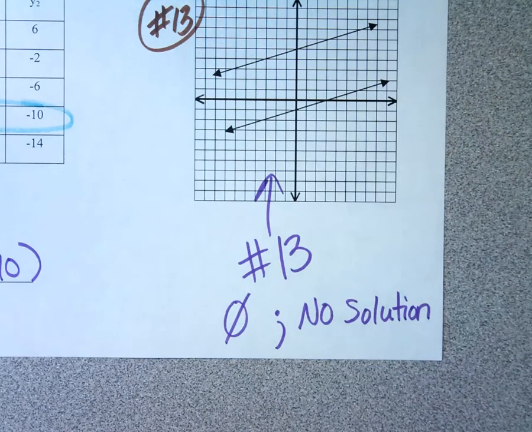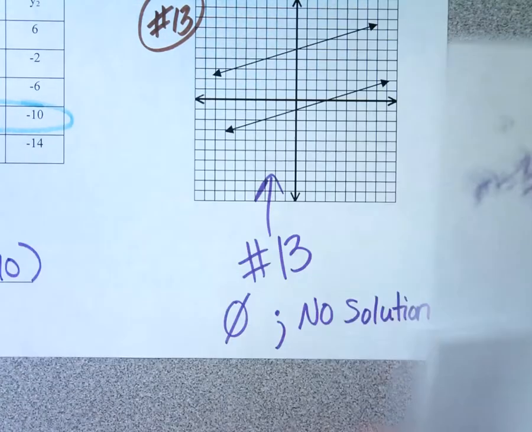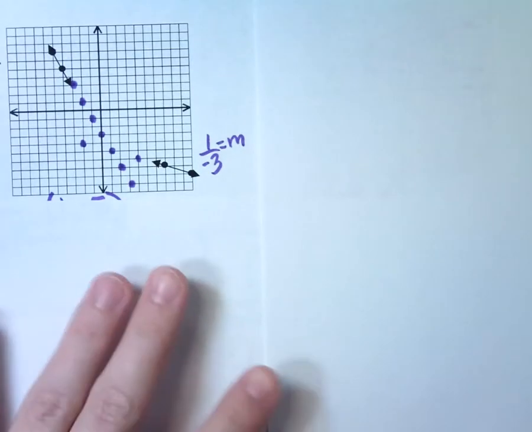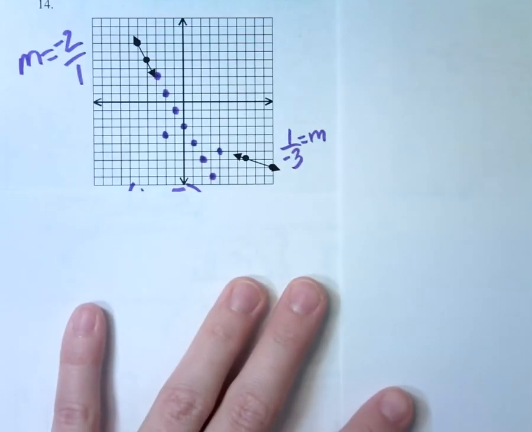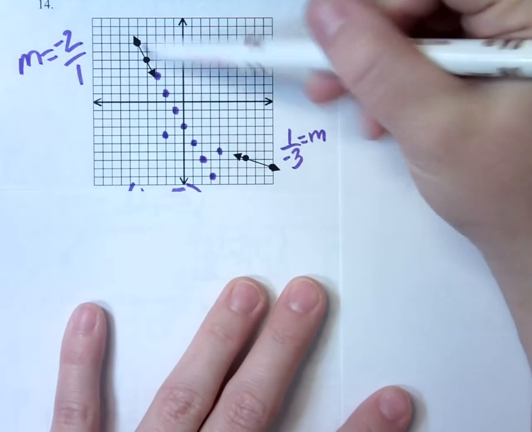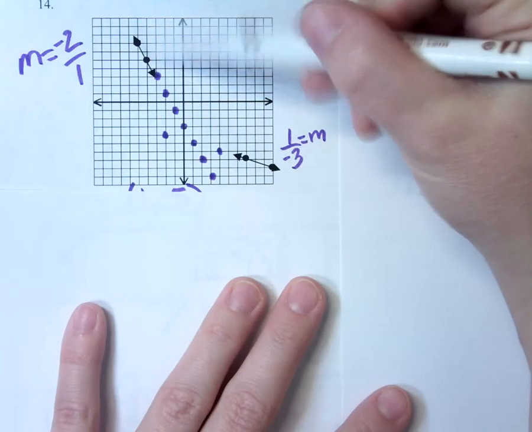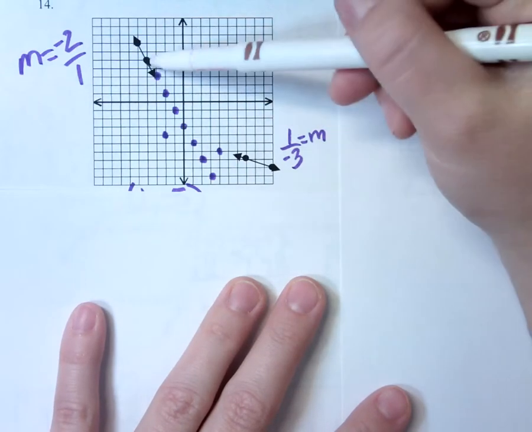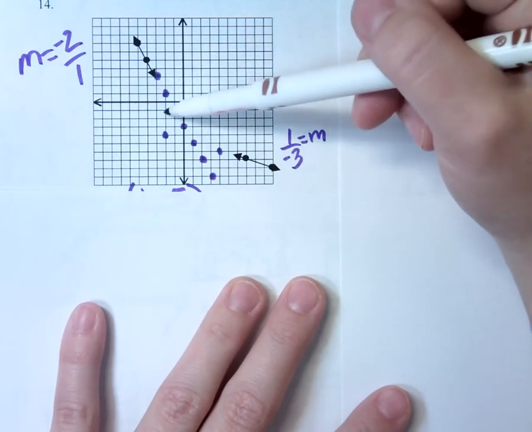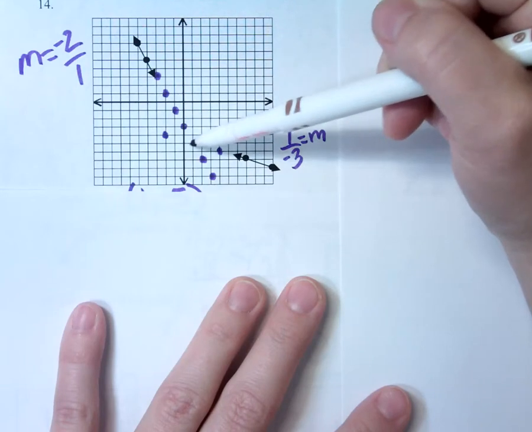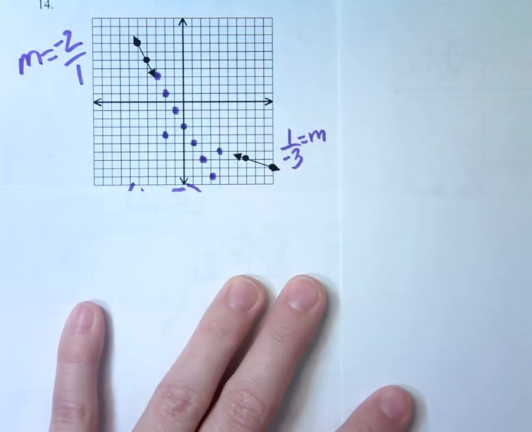Okay, number 14. This is one where I had to extend my lines. Let me pull that down for you. So I just looked to see what my slope was. I saw on this line here, it went down 2 and right 1. So I just continued that slope: down 2, right 1, down 2, right 1, and so on. Plotted a ton of points.